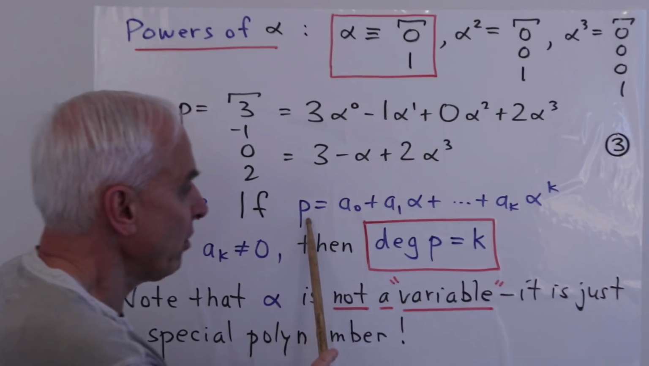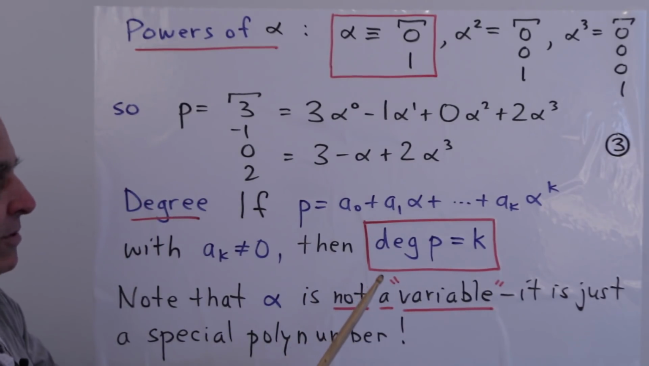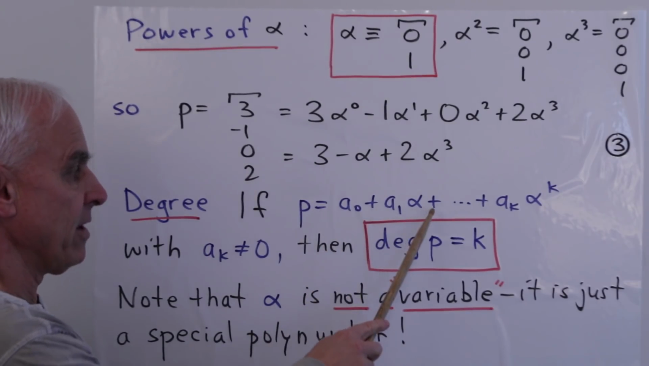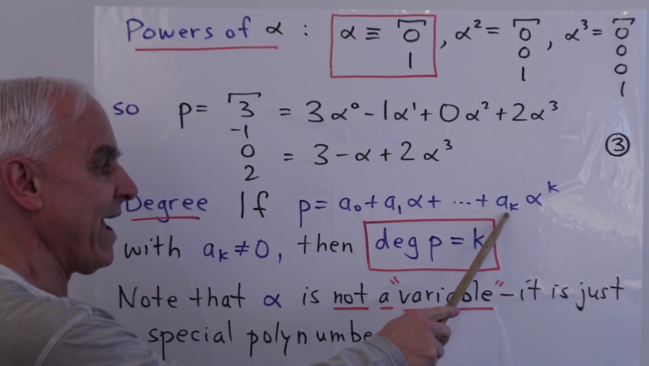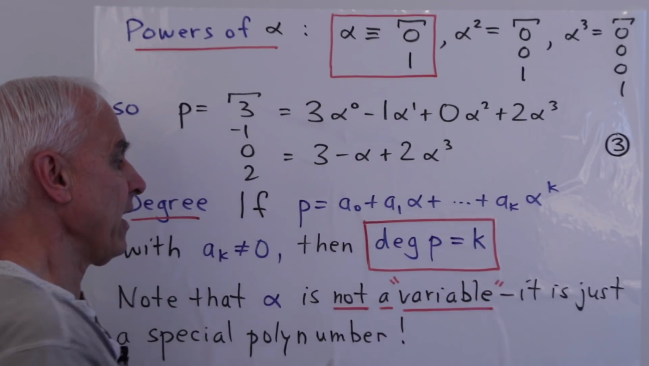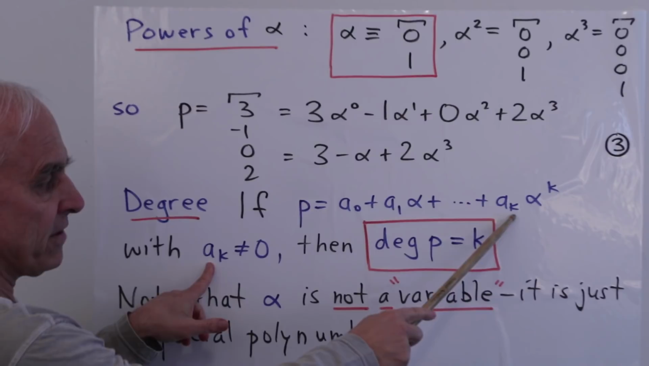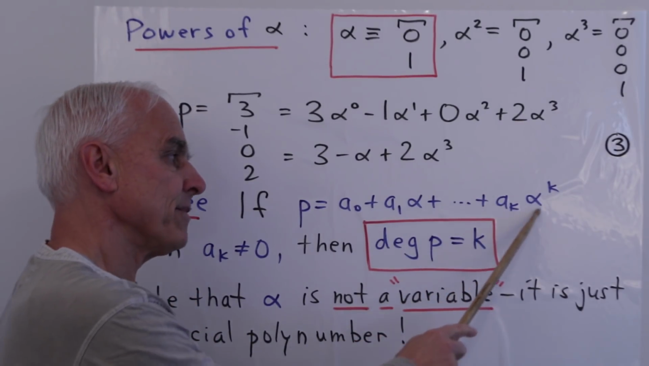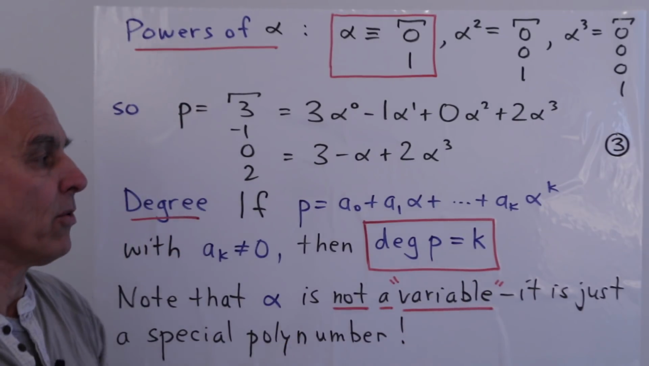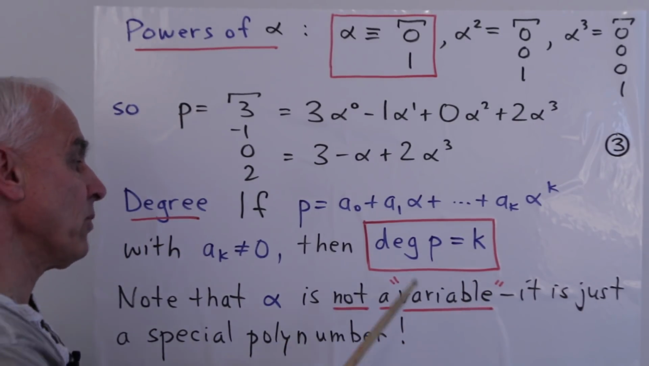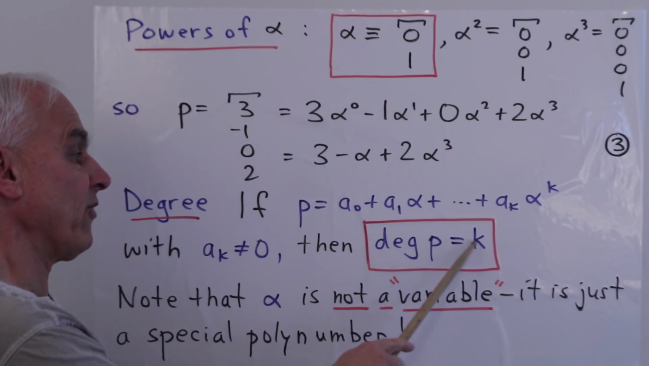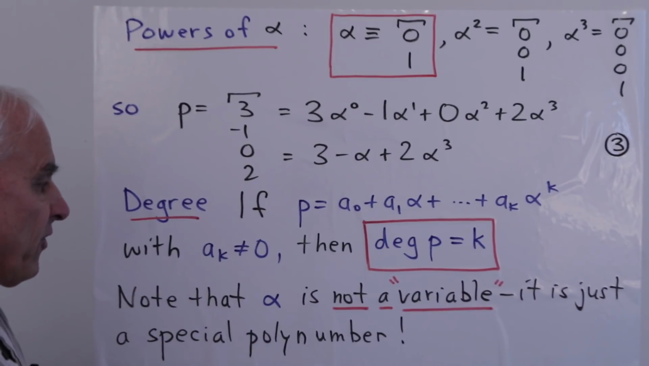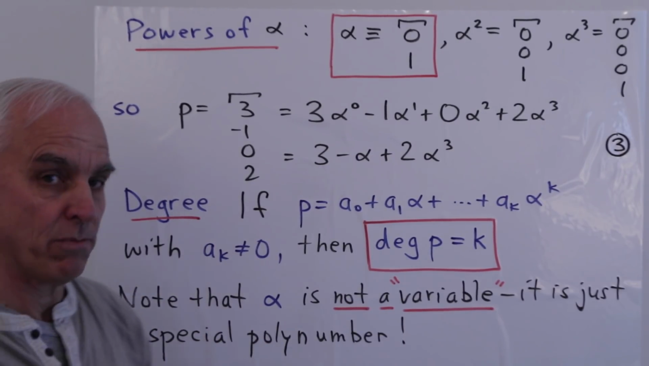So now we can write a general polynumber as a combination of powers of alpha, say a0 plus a1 alpha plus a2 alpha squared, and so on up to a sub k alpha to the k. And if this coefficient a sub k here is non-zero, so that's the highest non-zero power of alpha that appears, then we'll say that the degree of this polynumber is k. It's its degree. And just emphasizing that alpha is not a variable, it's just a very special polynumber.